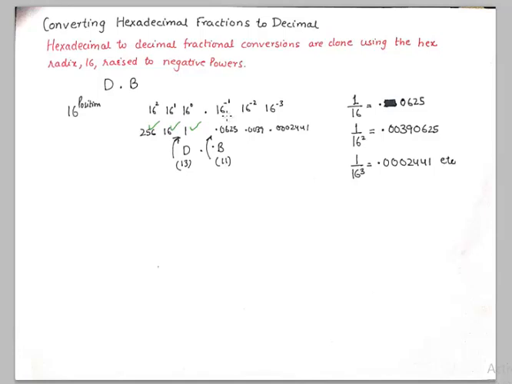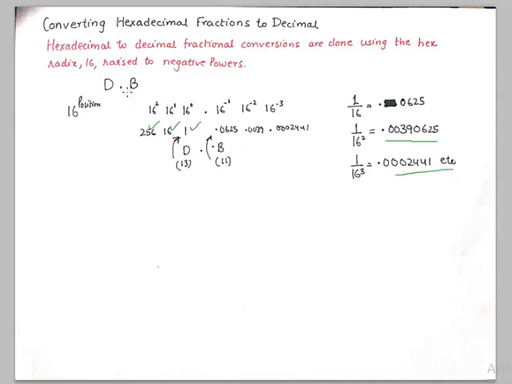However, on the right hand side we need to calculate the negative powers of 16. So 16 raised to power minus 1 is nothing but 1 by 16, which is 0.0625, and 16 raised to the power minus 2 is 1 upon 16 square, which is this number, 0.00390625, and so on and so forth.